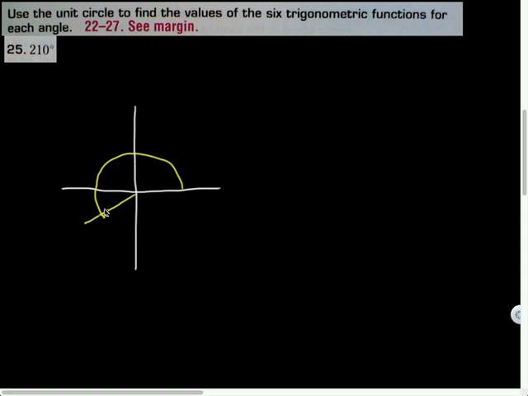So my reference angle, I can see, is going to be 30 degrees. If I wanted to calculate that for real, I could say alpha is equal to 210 minus 180, which is 30. So there's my reference angle. Now, we'll also have to figure out the signage or polarity of our trig functions in quadrant 3.